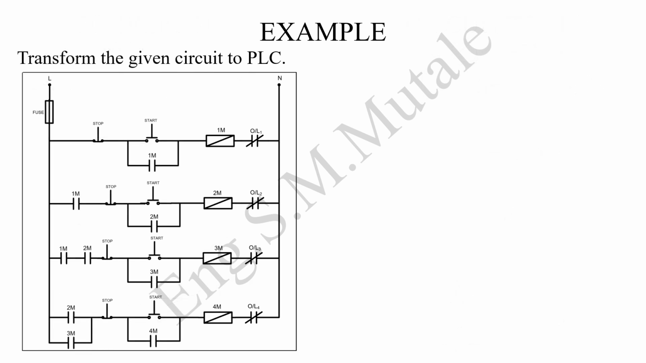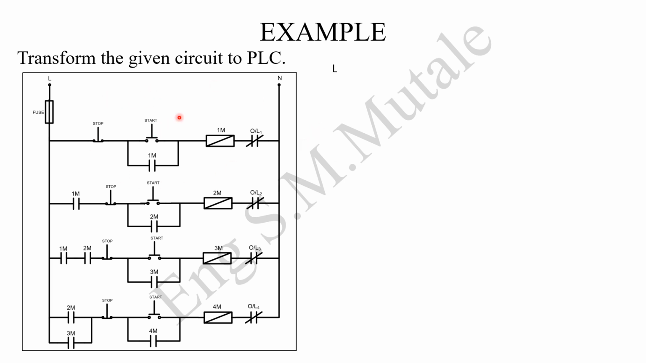Okay, so we are looking at an example now. The question is saying transform the given circuit to PLC. So this is the hardware circuit, and you're transforming this one to PLC. As you are transforming a circuit, just note which ones are your inputs and which ones are your outputs. In the previous slide, I was just showing you the symbols themselves.